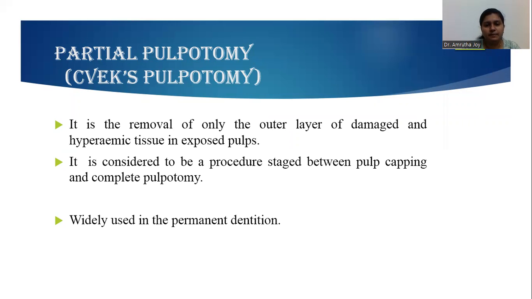Cvek pulpotomy, or partial pulpotomy, is the removal of only the outer layer of the coronal pulp. That is, the damaged superficial layer is removed. Usually, this procedure is indicated in young permanent dentition, where the tooth is traumatically exposed, or the tooth has an open apex, that is, immature or incomplete root formation. In such cases, we can consider partial pulpotomy. And it is considered to be a procedure that is staged between pulp capping and complete pulpotomy.